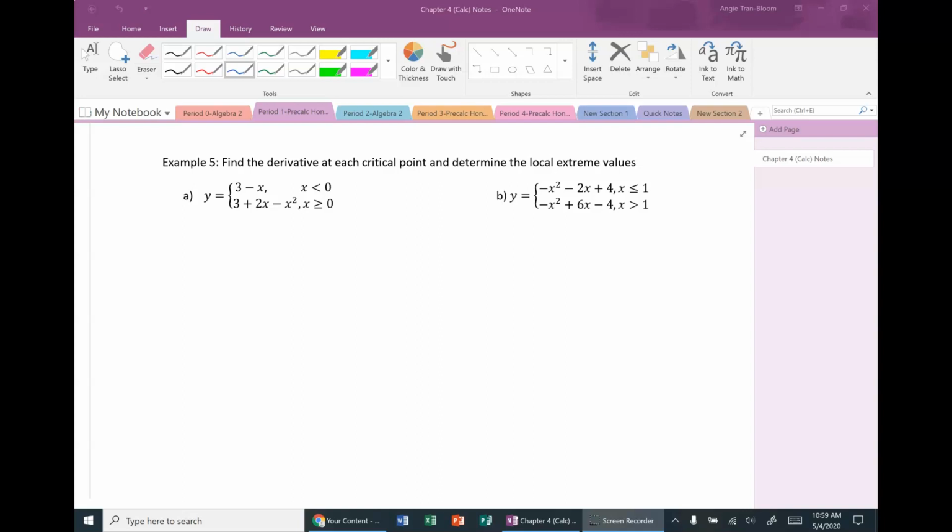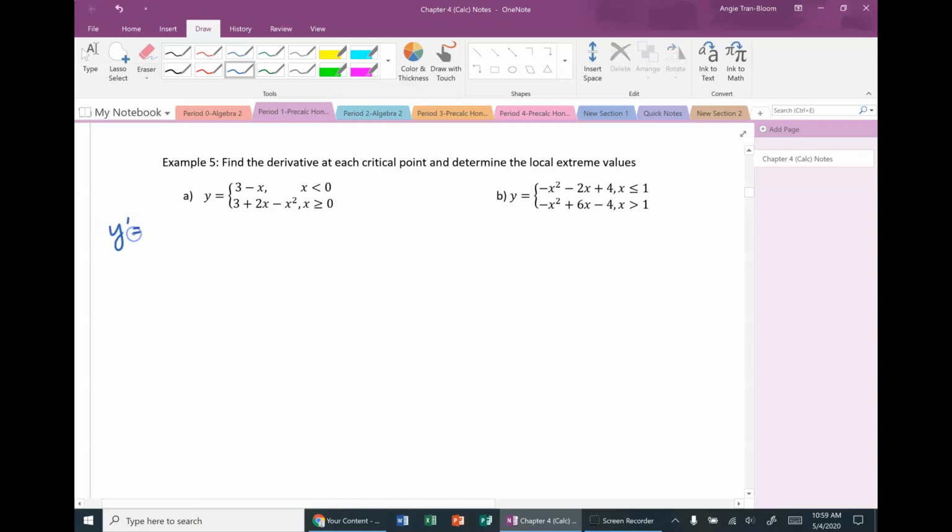So both A and B are piecewise, so let's see how slightly different they are from the first two. Same thing, we are going to start with the critical point. The critical point is where the derivative equals 0 and where it doesn't exist. So I want to make sure we are clear on the definition of critical point. So let's start with y prime.